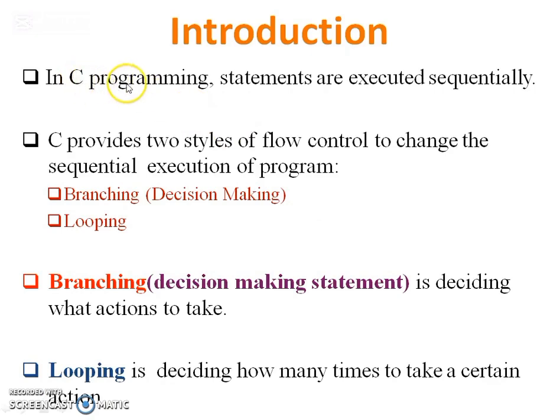In C programming, by default, the statements are executed sequentially. C provides two styles of flow control to change the sequential execution of the program. Number one is branching, that is decision making, and second one is looping, that is repetitive statements. Branching, the decision making statement, is deciding what actions to take. Looping is deciding how many times to take a certain action.